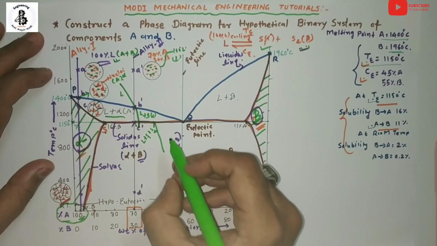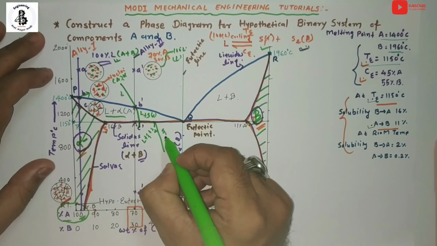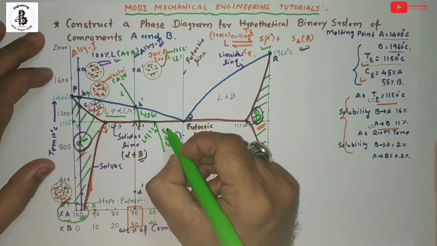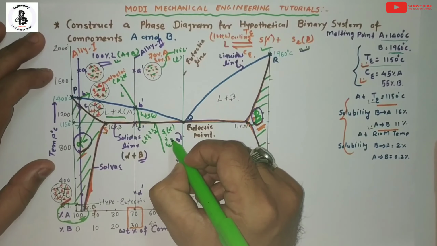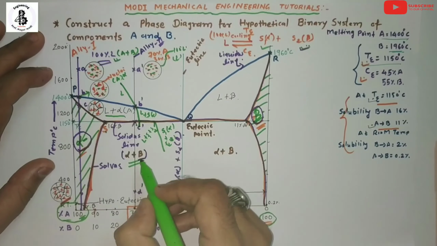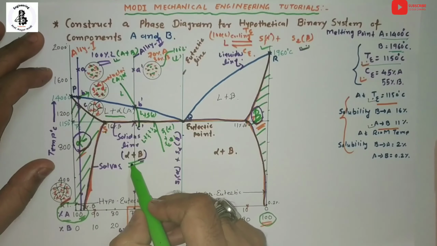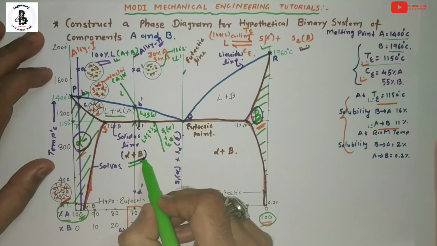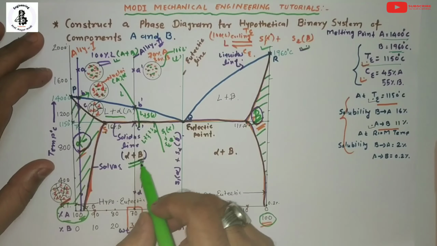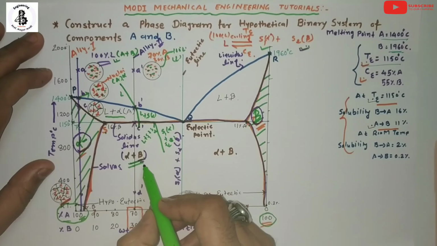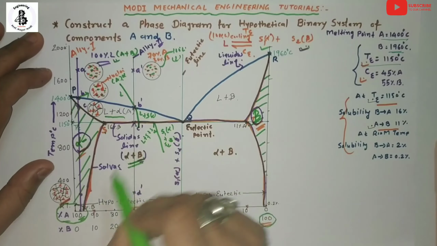After, or you can say below, the solidus line, it forms two different solids, S1 plus S2, where S1 is alpha and S2 is beta. So below this eutectic temperature line, it forms two different solids, alpha plus beta, because both the metals are insoluble in these regions.